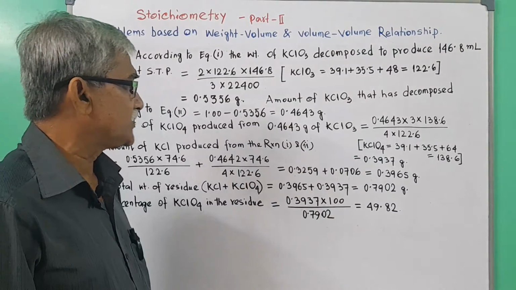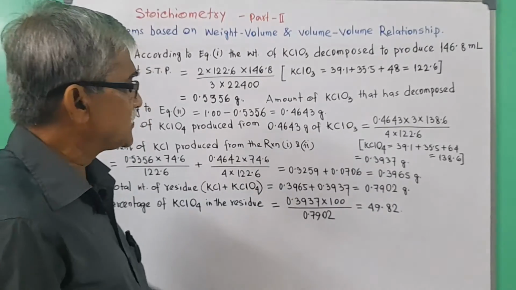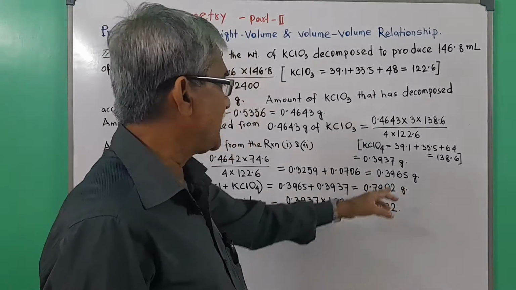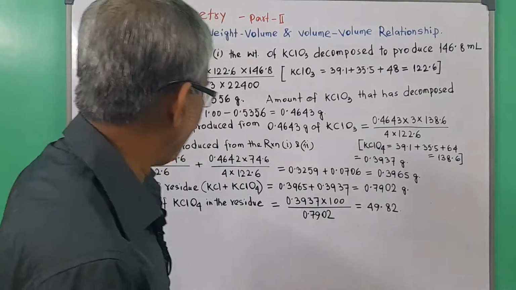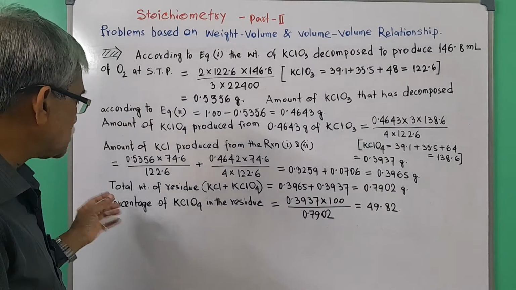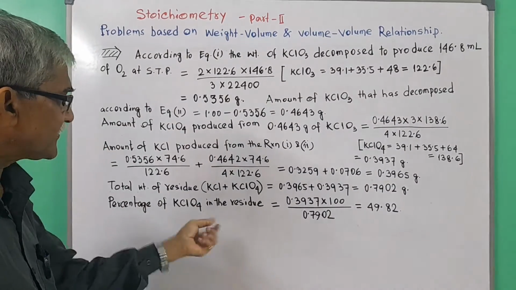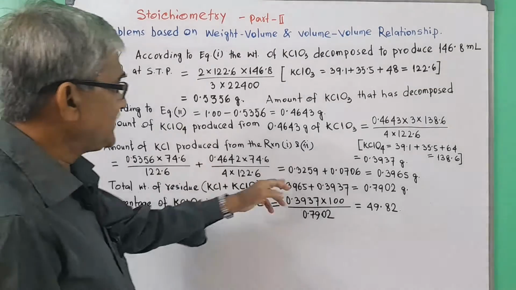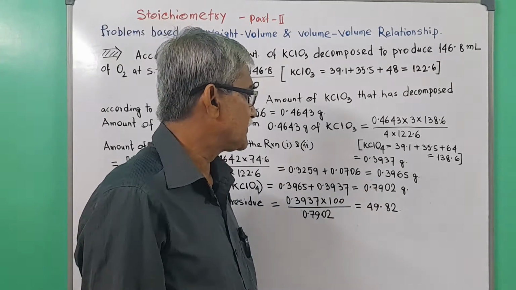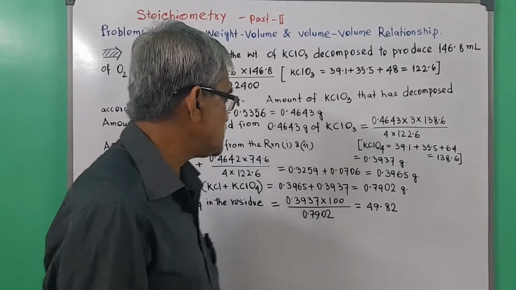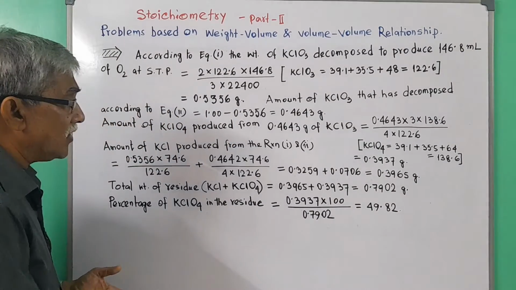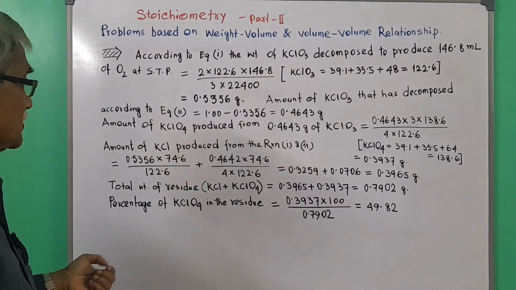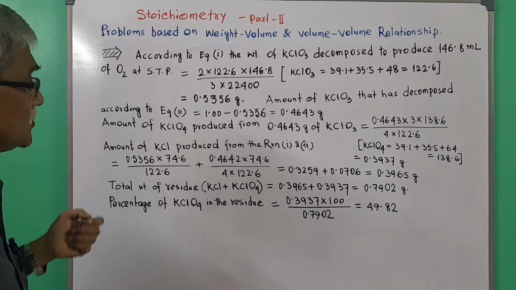Therefore, the amount of KCl produced from the reactions 1 and 2, so this plus this, amounts to 0.3259 plus 0.0706, and summing it up, that becomes 0.3965 gram. Therefore, the total weight of the residue, what is the residue? The KCl and the KClO4. So, sum it up, and this becomes 0.7902 gram.